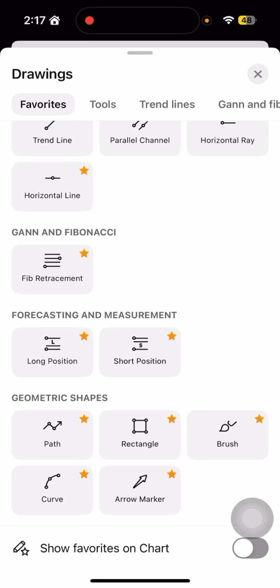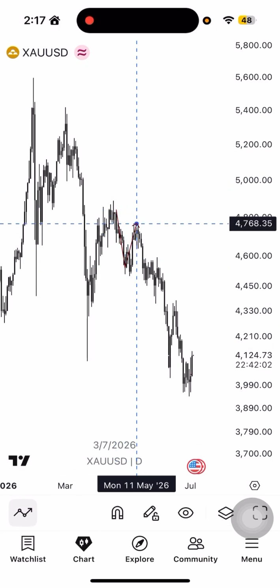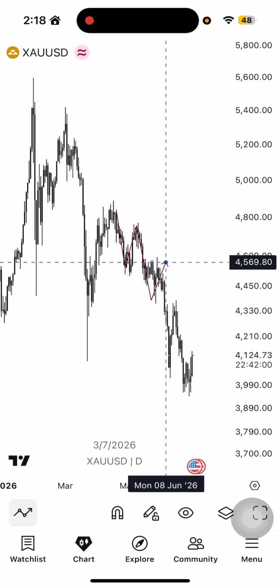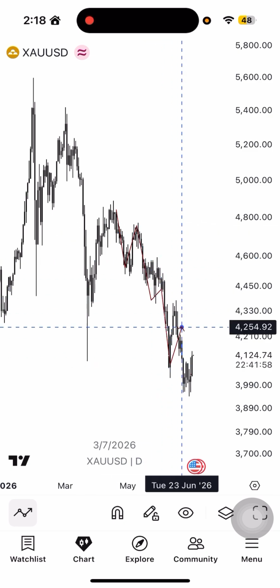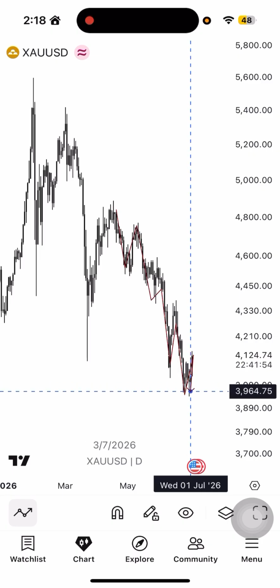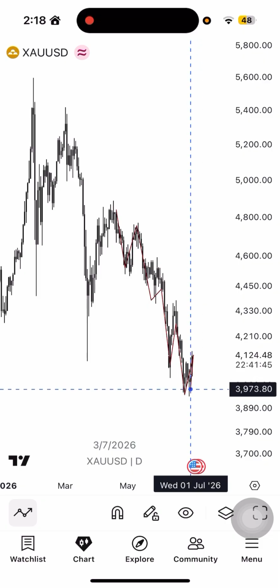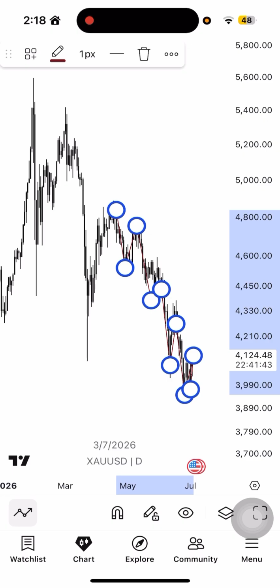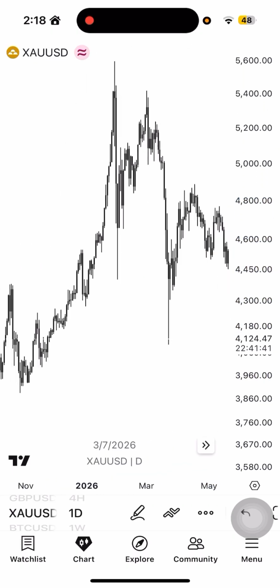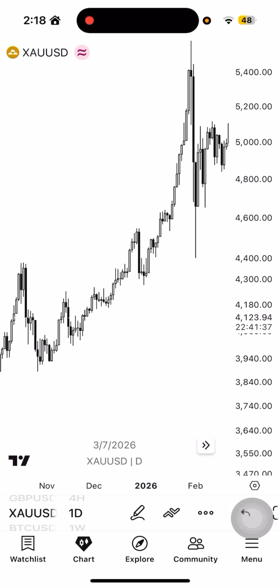We can see gold has been bearish, forming a series of lower highs and lower lows. As you can see, lower high, lower low, lower high, lower low. And when it got to this price at 3,900, it started rejecting. So we have to check below at the opposite end to see why the market is rejecting at this particular price.